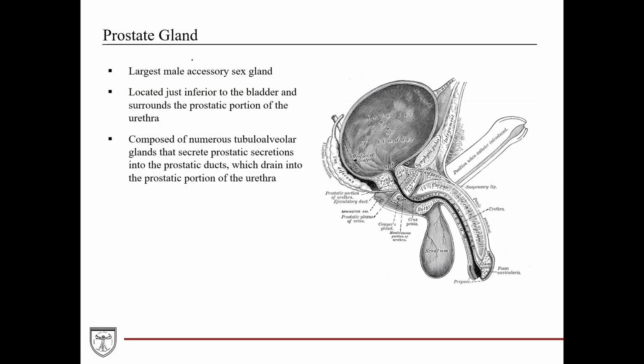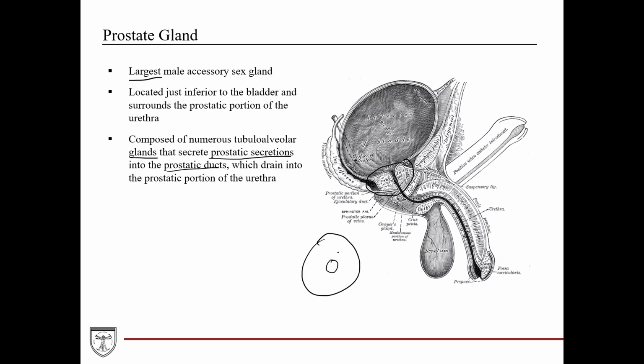So the prostate gland is the largest male accessory sex gland. And as we've mentioned before, it's located inferior to the bladder, as you can see here in this diagram. And it surrounds the prostatic portion of the urethra. Like we said, in cross section, here's the urethra traveling through the center, and you can really appreciate that here. And then it's composed of numerous tubuloalveolar glands that secrete prostatic secretions into the prostatic ducts, which then drain into the prostatic portion of the urethra.